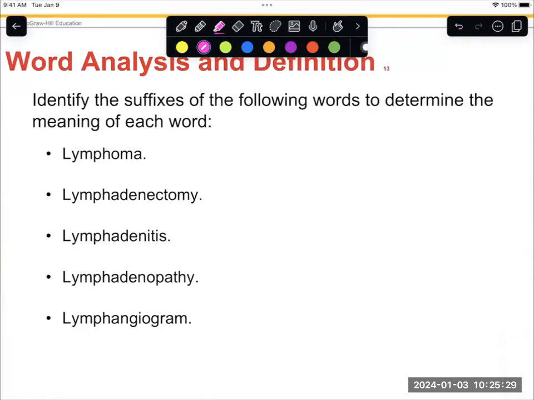So let's look at the suffixes of these words and determine the meaning for each. They all start with lymph. They have that root word lymph here. Every one of these: lymphoma, lymphadenectomy, lymphadenitis, lymphadenopathy, lymphangiogram.